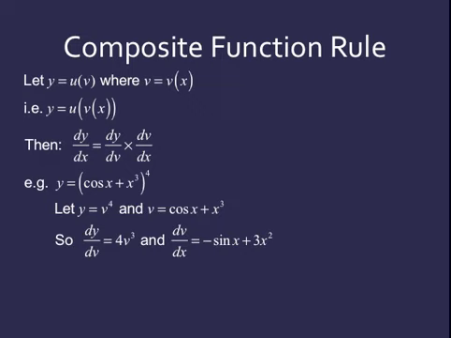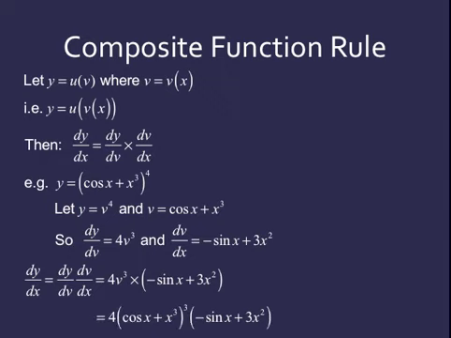The differential of the result, dy by dx, is equal to, according to the composite function rule, dy by dv multiplied by dv by dx, and that equals 4v to the power 3 multiplied by (minus sine x plus 3x squared), and that gives us the final result of 4 times v, which is (cos x plus x to the power 3), all raised to the power 3, multiplied by (minus sine x plus 3x squared).